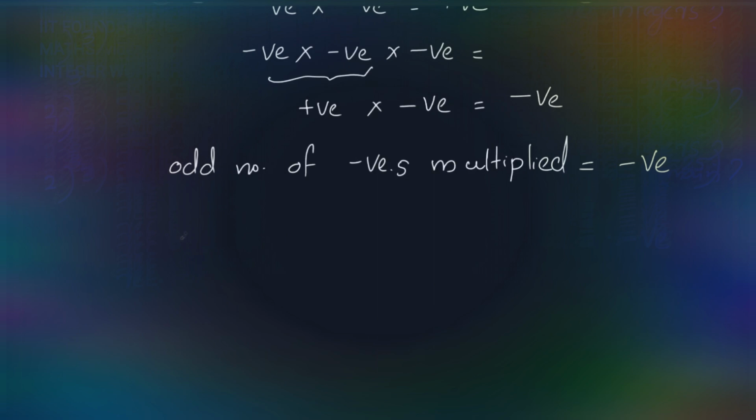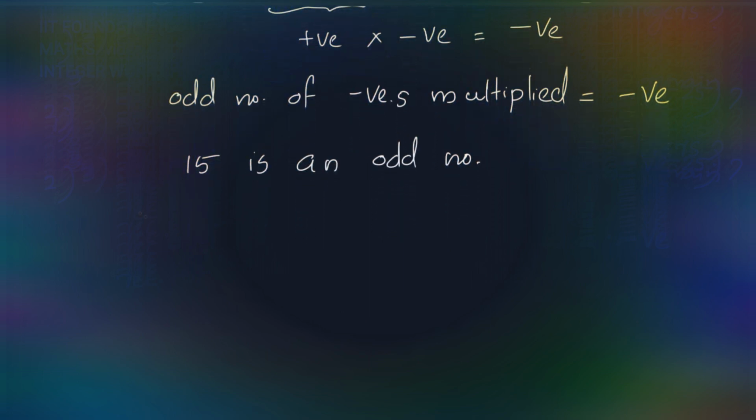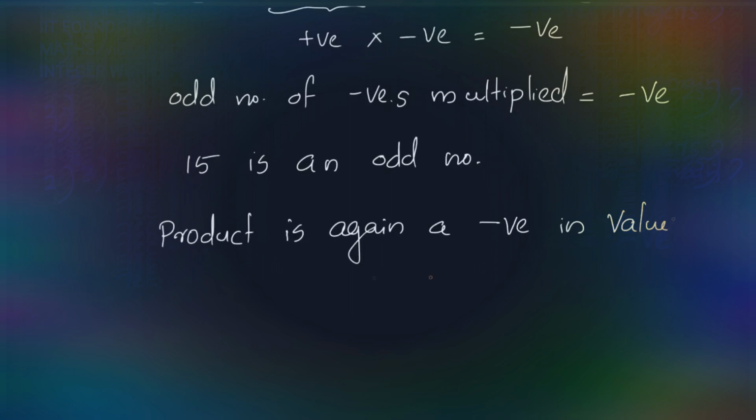So here 15 is an odd number. So our product is again a negative value. This is our answer. Because this 15 is an odd number, the product again becomes a negative value.